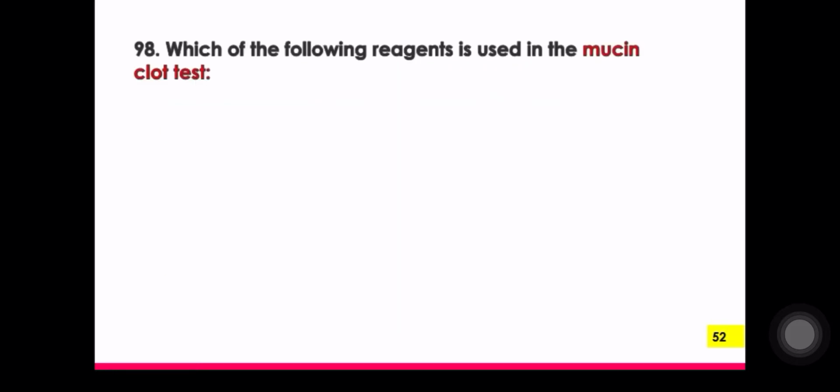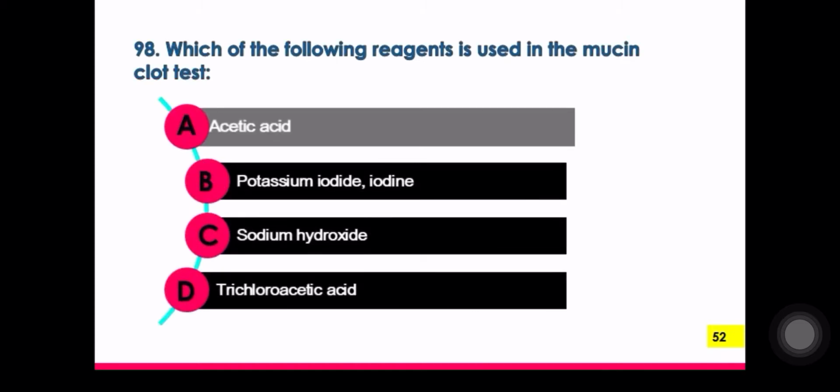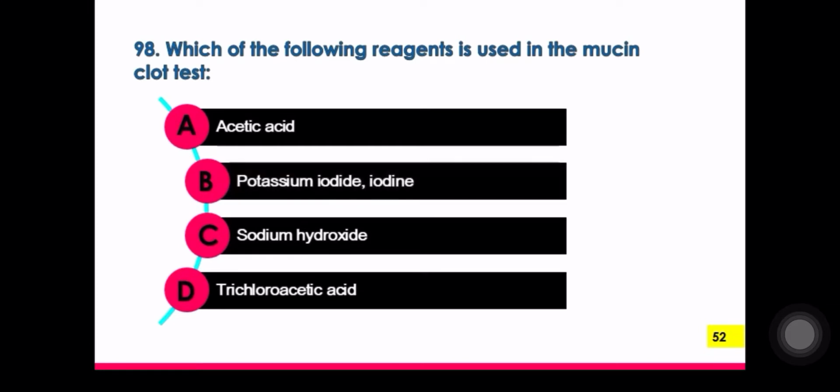For number 98, which of the following reagents is used in the mucin clot test? Is it letter A, acetic acid, letter B, potassium iodide or iodine, letter C, sodium hydroxide, or letter D, trichloroacetic acid? The answer is letter A, acetic acid.